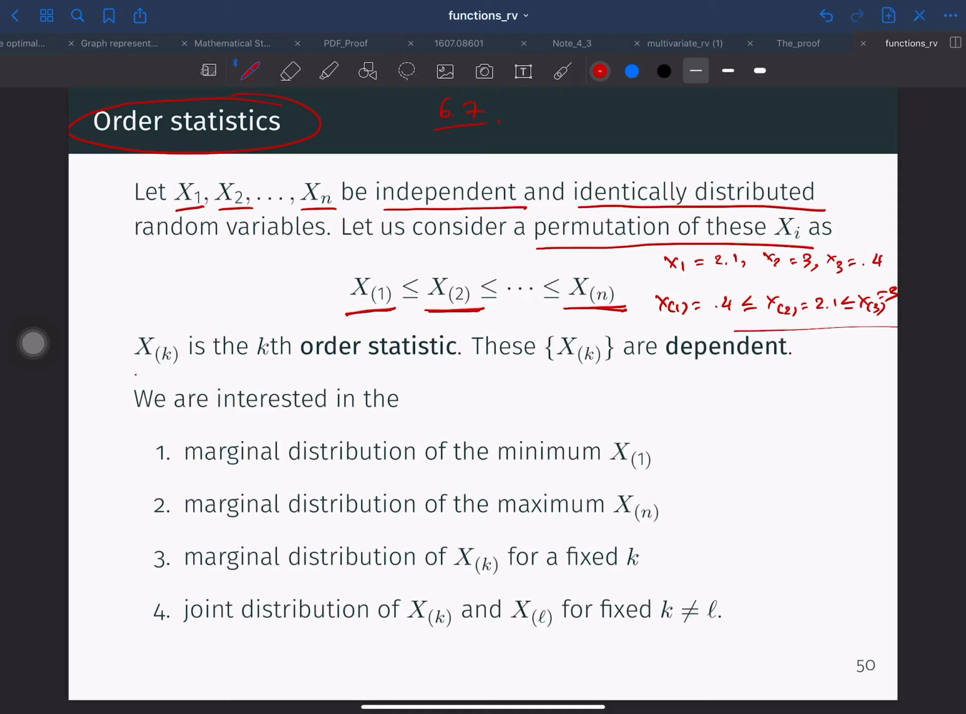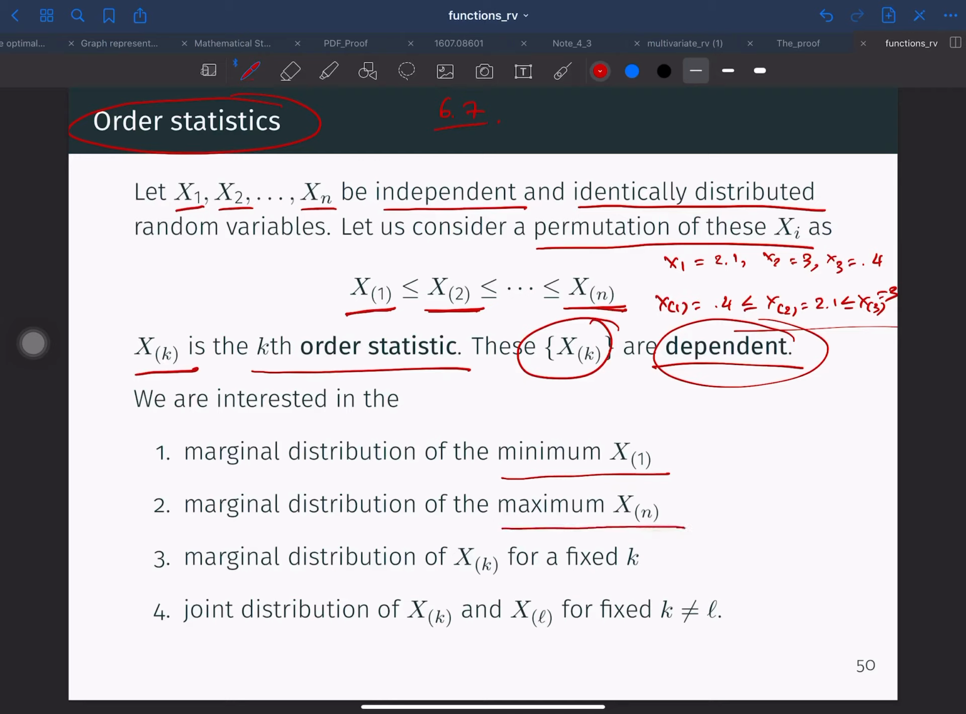So X subscript (k) is known as the k-th order statistic. If we start out with independent random variables, then by ordering them in increasing order, they are now dependent. So we're interested in a few things. First, what's the distribution of the minimum? Then what is the distribution of the maximum? Can we talk about the distribution of a fixed order statistic, say X(k), with k equal to 10 or k equal to n divided by 2, and so on? Can we talk about the joint distribution for say X(k) and X(l) for some k not equal to l?